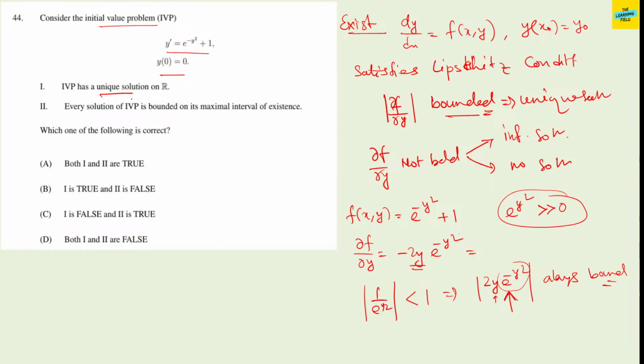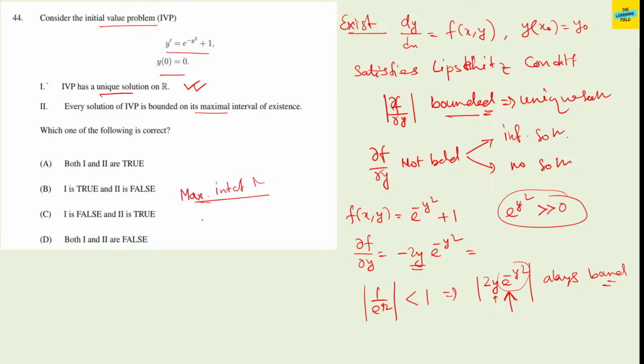That means this has a unique solution on R. So statement H is correct. Now, every solution of the IVP is bounded on its maximal interval of existence. So first you have to know the maximal interval of existence.